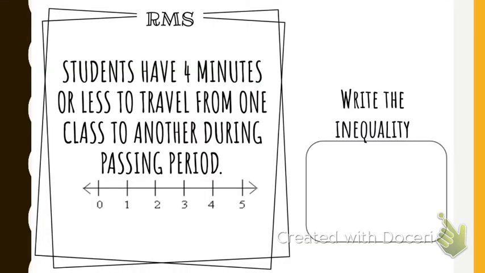Now, how do we use this? What does it look like? Why are we learning all these rules that don't mean anything, right? Well, now we're going to do this, okay? Students have 4 minutes or less to travel from one class to another during their passing period.